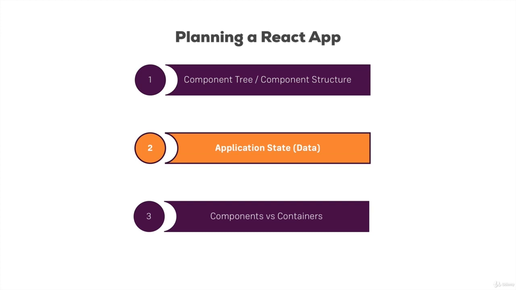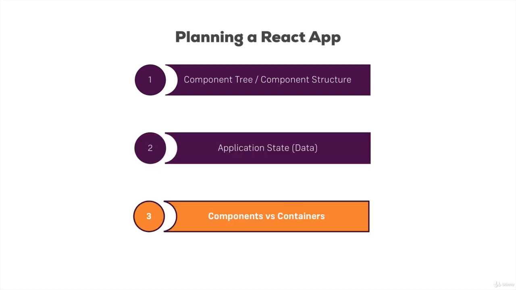Now, once you know the component structure of your application and the state you're going to use in it, you can plan components versus containers. So which components in your application should be stateless, also sometimes called dumb components? So basically components that are functional and don't use hooks, or even class-based components that don't use state. And which components have to be stateful components, so either functional components using the useState hook, or class-based components using the state property.